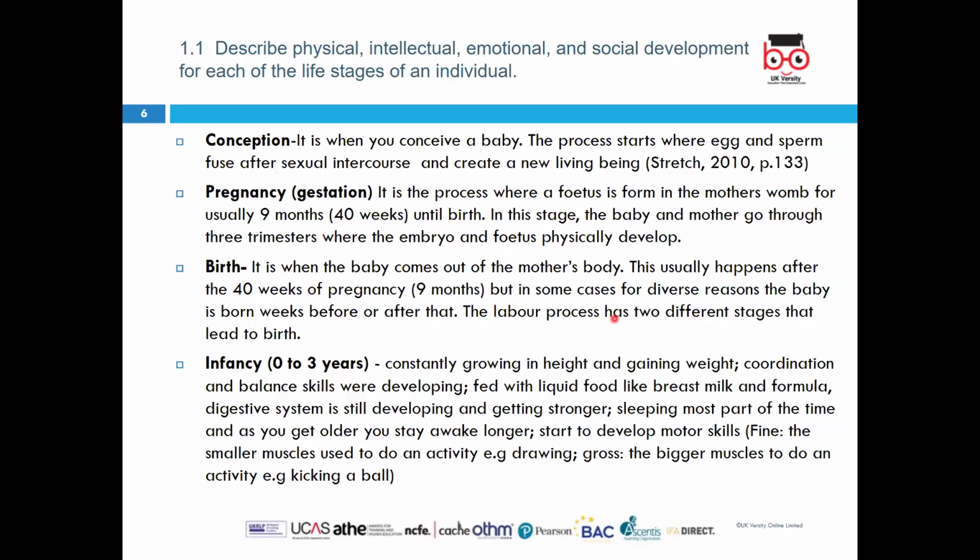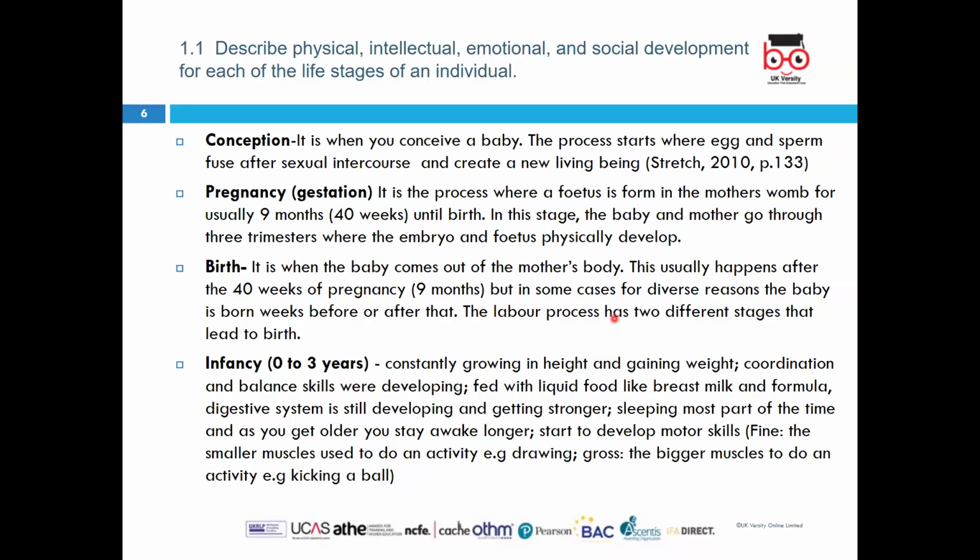So we start from conception. Now we are trying to describe the physical, intellectual, emotional, and social development for each of the life stages of an individual. Starting from conception, it is when you conceive a baby. Conception means you think of something or something starts. So it's conceiving a baby. The process starts when an egg and a sperm fuse. This happens ideally after sexual intercourse and creates a new living being.